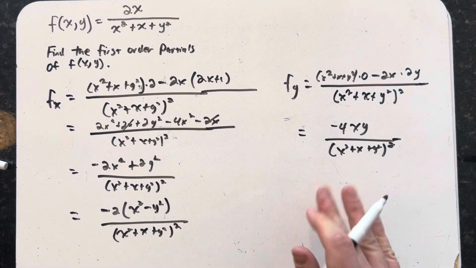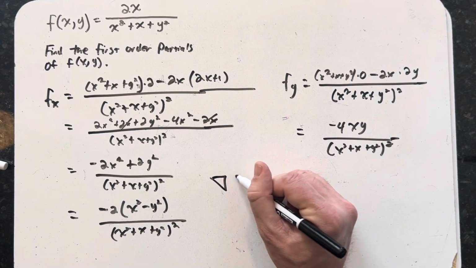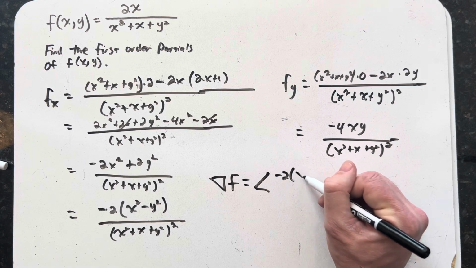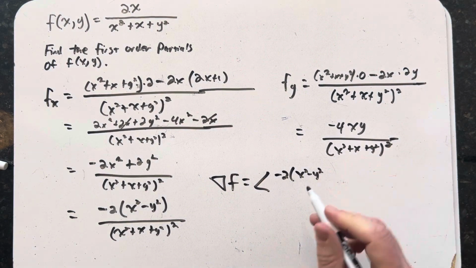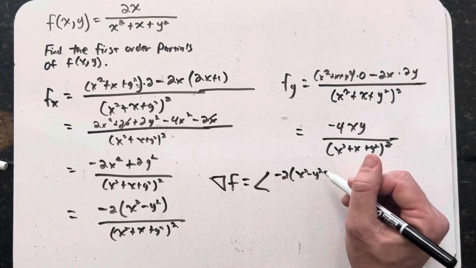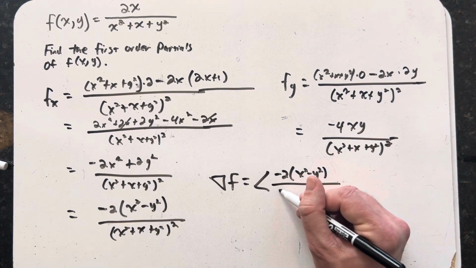I have my first and my second partials. I could even write down the gradient vector if I felt like it. Minus 2, x squared minus y squared. Ooh, that's right. Okay, just double checking my signs there. I got a little worried, but it seems like that all worked out.